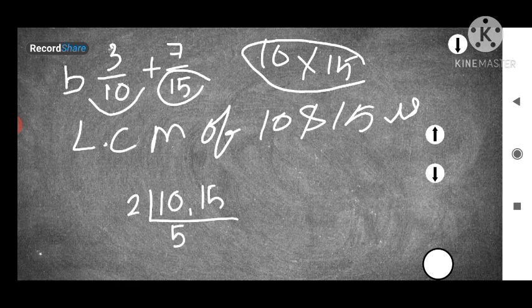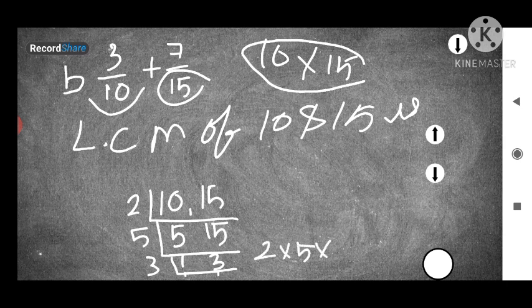Now 15 is not divisible, so you will write 15 down. Now you can see both the numbers are divisible by 5, isn't it? 5 1s are 5, then 5 3s are 15. Now 3 1s are 3. So what is the LCM? 2 into 5 into 3. So 5 2s are 10, 10 3s are 30.